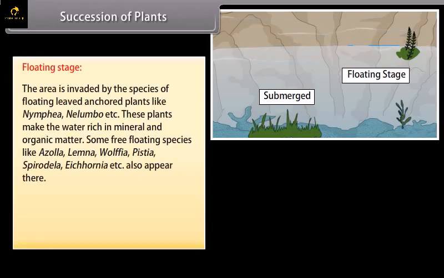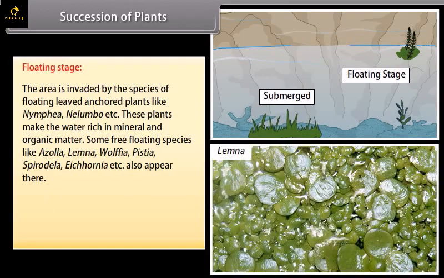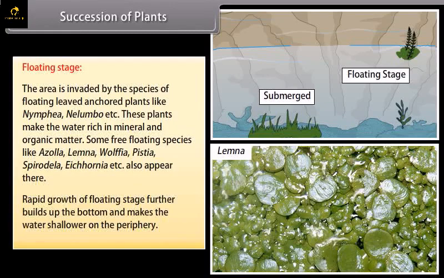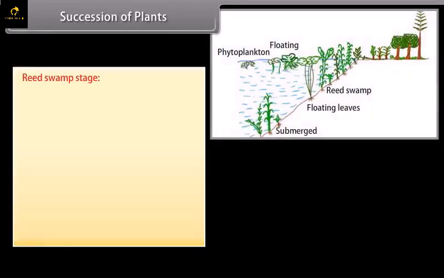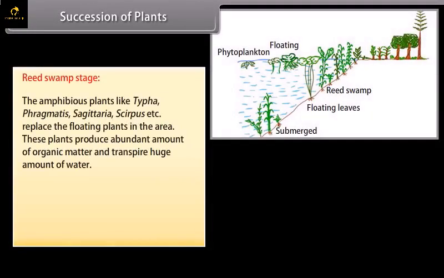The area is invaded by species of floating leaf-anchored plants like Nymphaea, Nelumbo, etc. These plants make the water rich in mineral and organic matter. Some free-floating species like Azolla, Lemna, Wolffia, Pistia, Spirodela, Eichhornia, etc. also appear there. Rapid growth of the floating stage further builds up the bottom and makes the water shallower on the periphery.